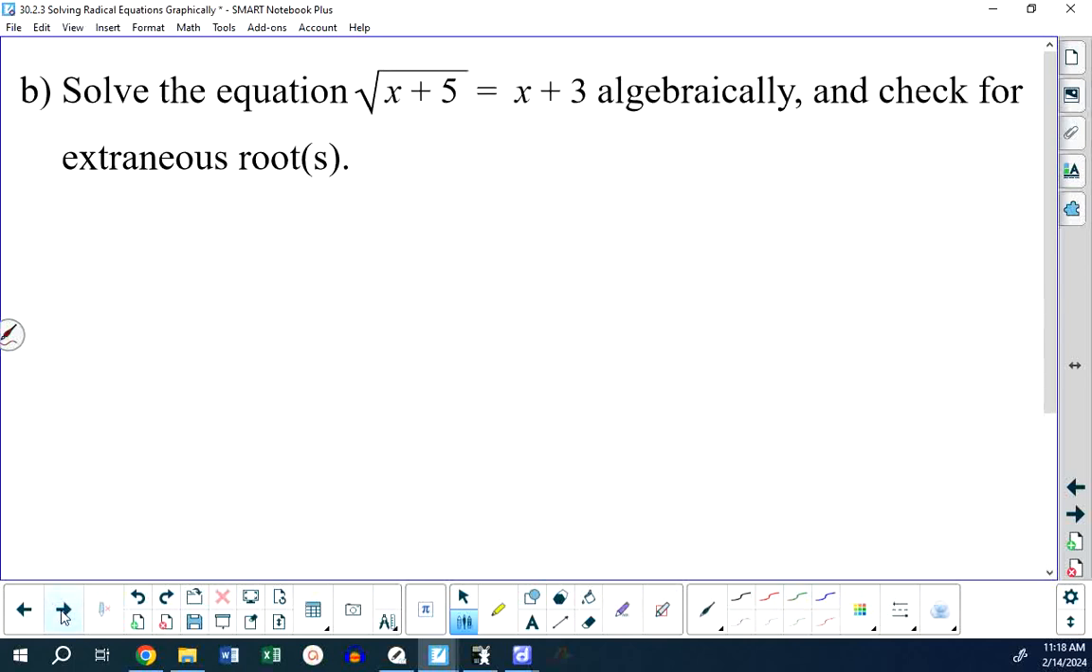Solve this equation algebraically and check for extraneous roots. So it's already queued up, or teed up, for us to square both sides. Right? It's a square root that's isolated, so we can square both sides.